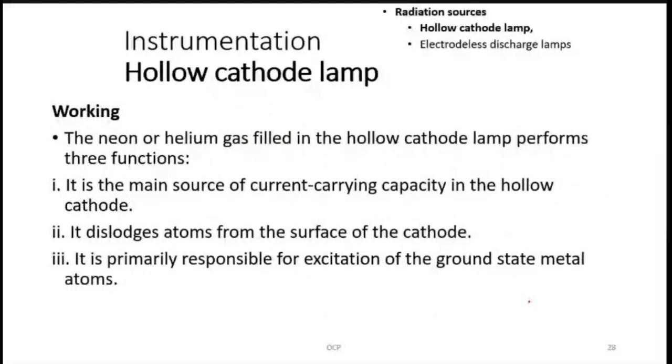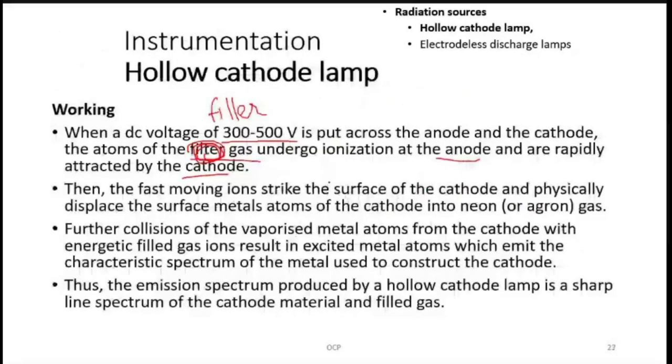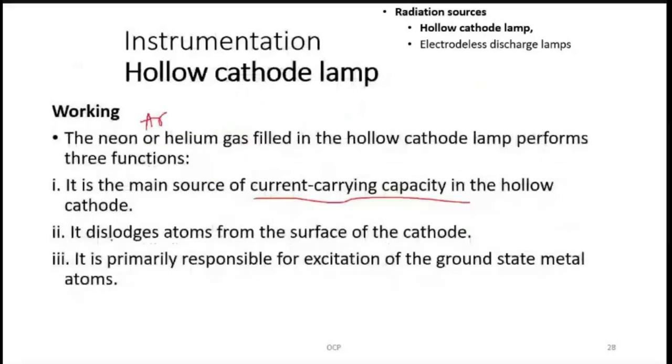The neon or helium gas filled in the hollow cathode lamp performs three functions. It may be argon also. It is the main source of current carrying capacity in the hollow cathode. Anode and cathode are not directly connected, so the current is carried by these ions. It dislodges atoms from the surface of the cathode by bombarding on the cathode surface. It is primarily responsible for excitation of the ground state metal atoms because it is getting bombarded on the atoms.